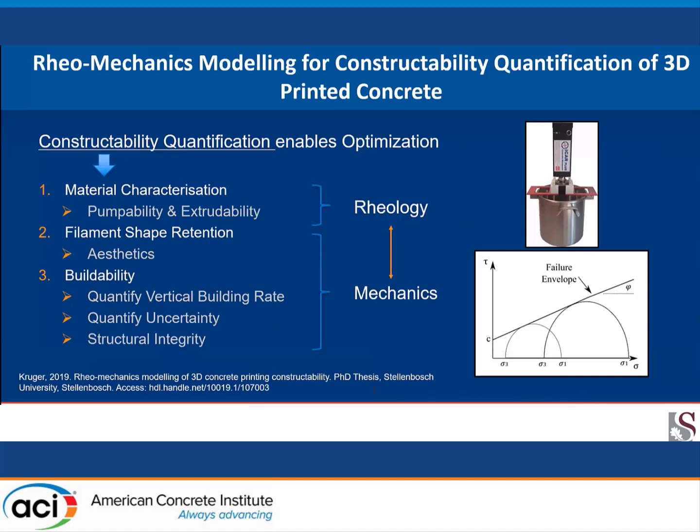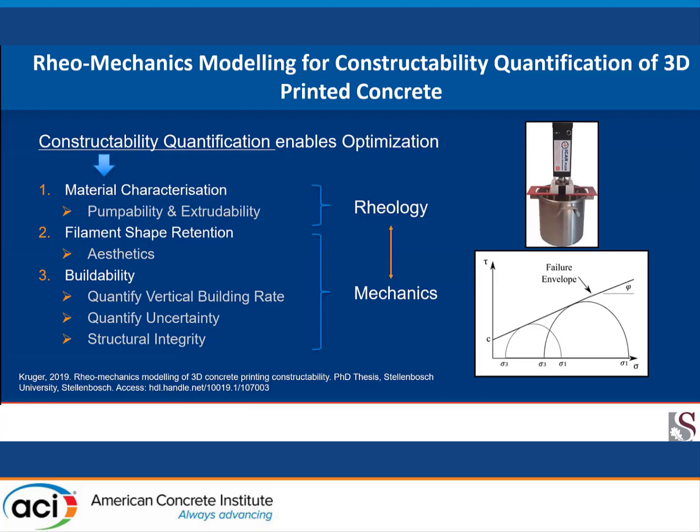And this all comes from constructability quantification. So what I'm going to do next is break up constructability, which means the process behind constructing an element, or 3D printing an element, in the fresh state. So basically, we start off with the material characterization. That's pumpability and extrudability. And obviously, that's the basic function that you need to be able to solve. Otherwise, you won't be able to print, right?